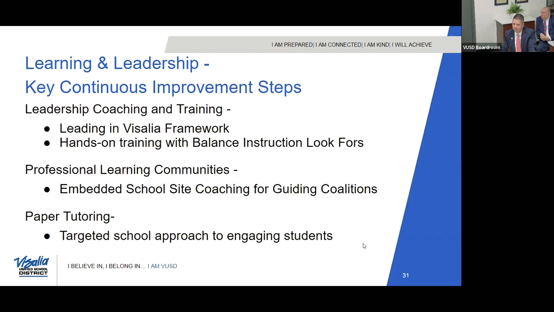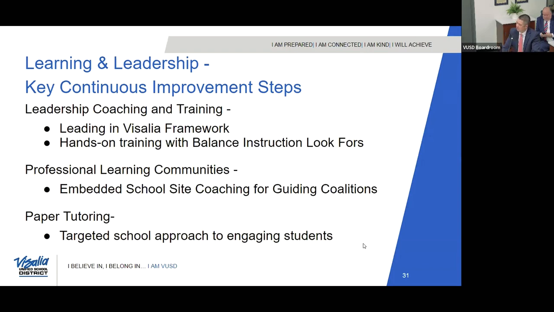Our principals have been phenomenal. Our leaders have been phenomenal, ready to learn, ready to go. And we're really trying to be very clear on what we're saying leading in Visalia means, what it looks like, what it sounds like, and what that means, so that we can continue to develop to that ideal model, not just interpretations.